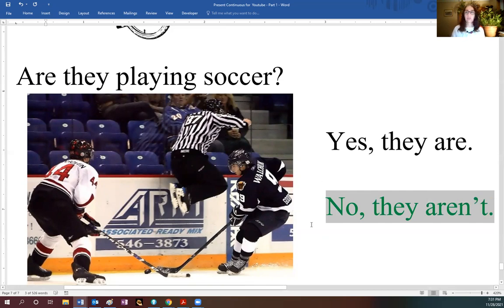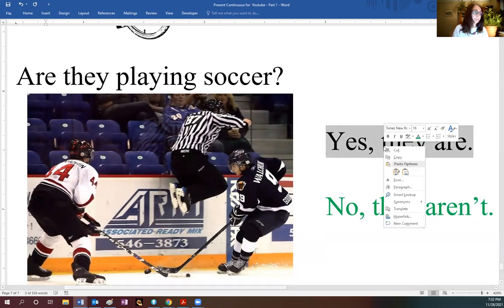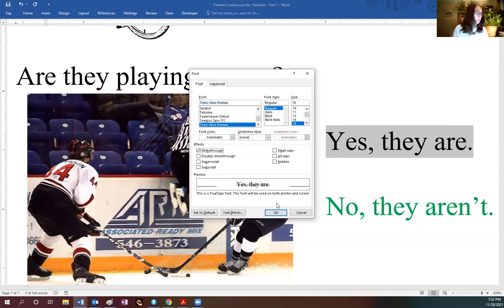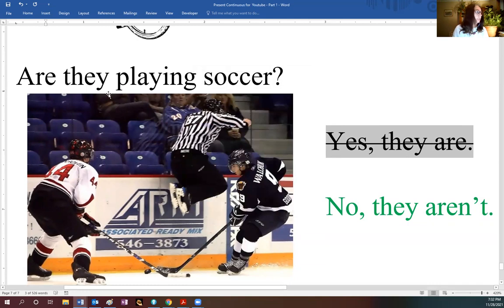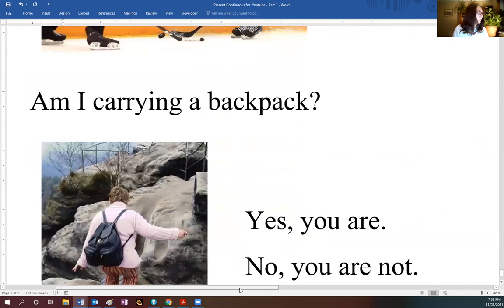What is Canada's national sport? Very interesting, and people love it in Canada. That's Canada's national sport. It's hockey, ice hockey. So yes, they are, that is not a good answer. So are they playing soccer? No, they aren't. They are playing hockey, ice hockey. Okay, good.